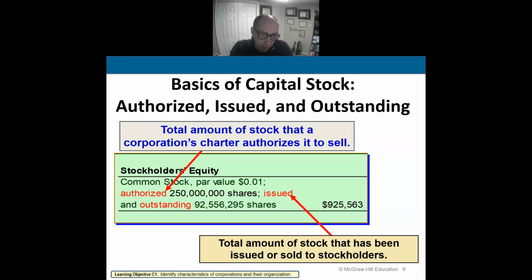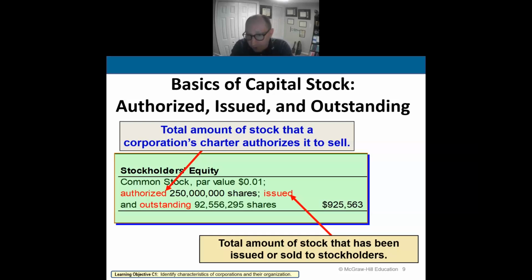In this example, this brand new company decided we're going to start off with 250 million shares of stock valued at about a penny apiece, right? This is very common. If you ever look at a company's financial statements, it'll say par value 1 cent. What that means is the company set up each share of stock, it had to be worth something.